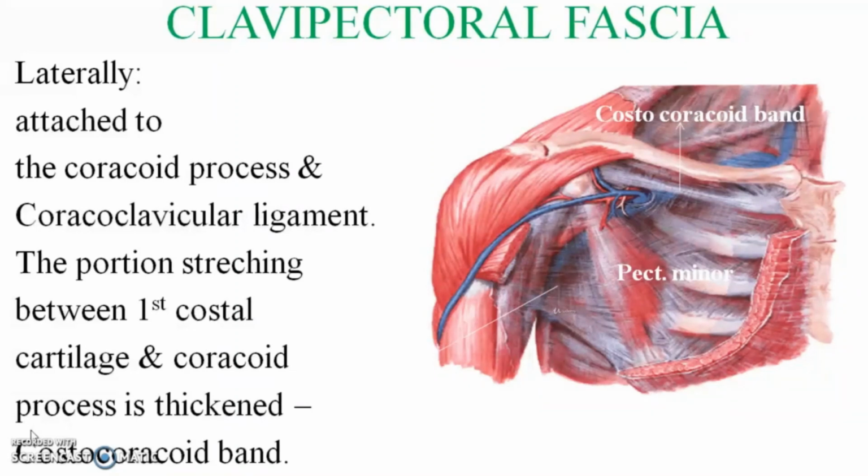First thing you have to remember is it is attached to coracoid process, and then it is getting attached with coracoclavicular ligament, and it is forming a thickened band. That band we will call as costocoracoid band. So that's all about lateral tracing of this clavipectoral fascia. So now we have covered superior tracing, medial tracing and lateral tracing. The remaining is inferiorly how it is going to trace.